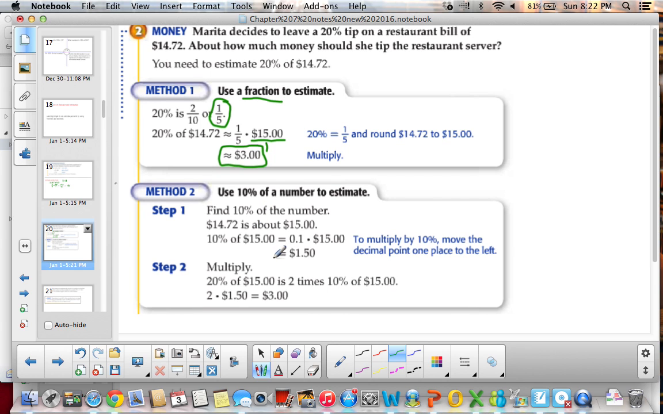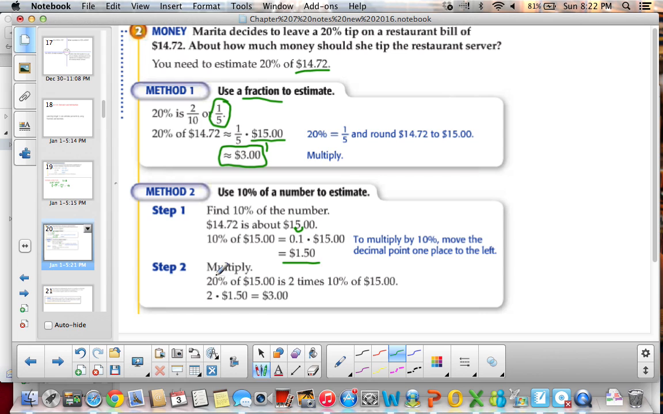So what we would do is we would find 10% of $14.72. But again, if we change it up to $15, because it's pretty close, then we know that 10% is the same as 0.1. 0.1 times $15 is $1.50. 10% of any number, you just take the decimal and you move it to the left 1. So it brings it to $1.50.